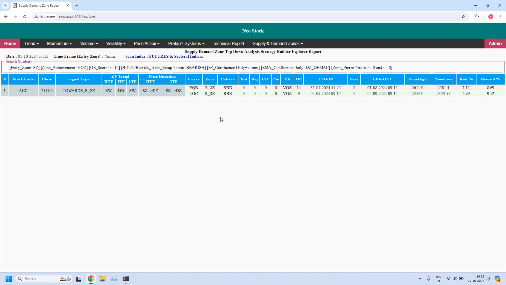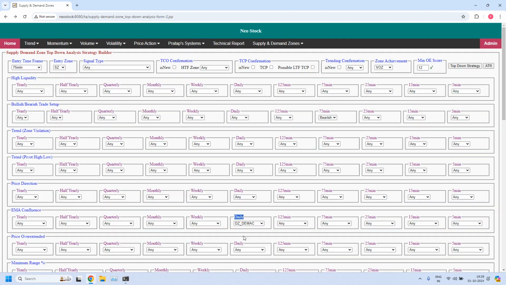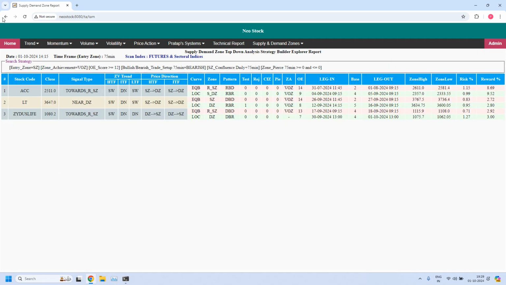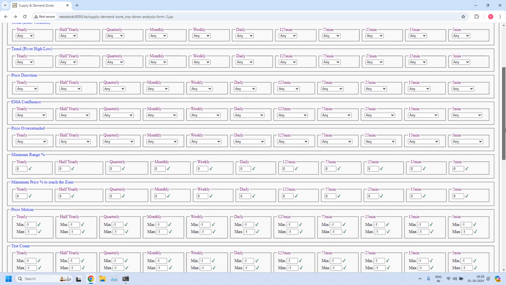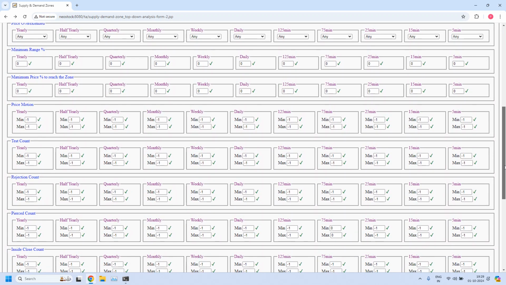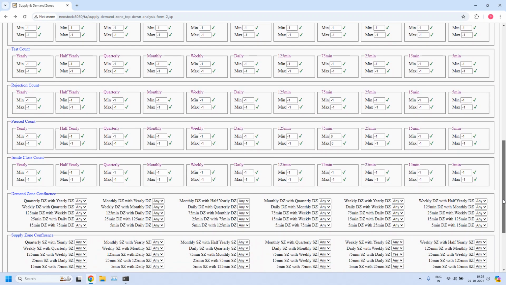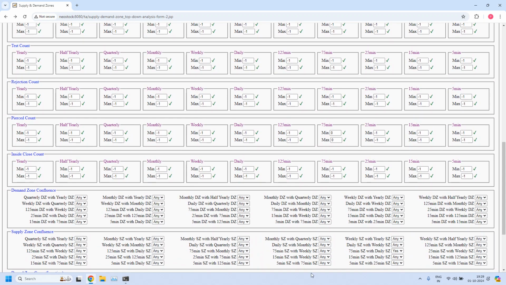Okay, next let us look for LTF, ITF, HTF confluence. First we need to remove this EMA filter. Earlier we got 3 stocks, right? Without EMA filter we got all 3. Now let's verify out of these 3 how many are having LTF, ITF, even HTF confluence. So in the supply zone confluence, already we enabled the filter daily supply zone with weekly supply zone. No, sorry, 75 minute supply zone with daily supply zone.